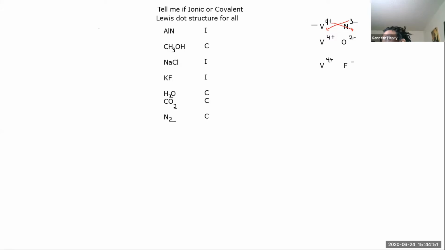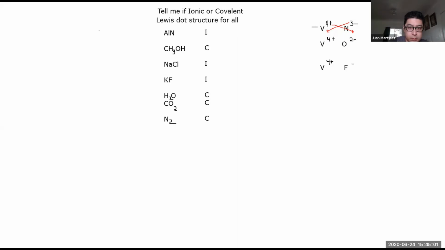What does that equal? Negative 12. So it equals negative 12. Does that equal 0 when we add them together? Yeah. Okay.